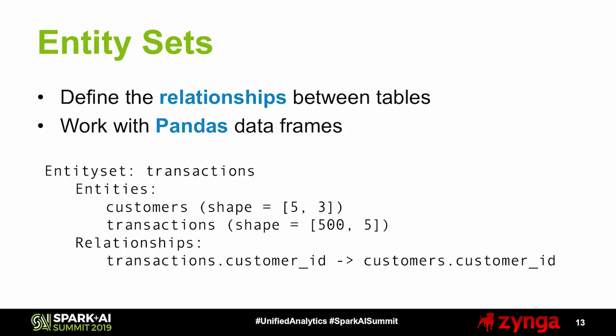So as I mentioned, the representation used by this library is called entity sets. And basically, it's a set of tables and their relationships. So this slide shows an example where you have a customers table and a transactions table. And you say that each transaction has a customer ID that points to that customer. And each customer can have 0 or more transactions.